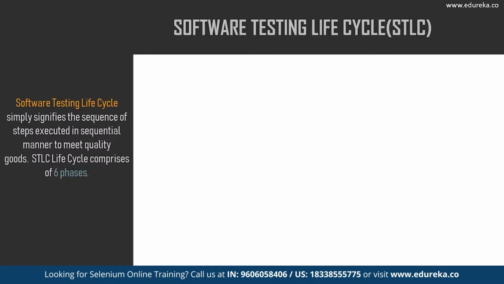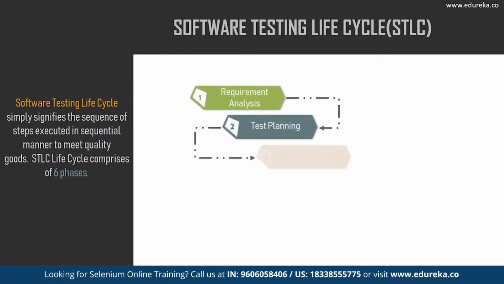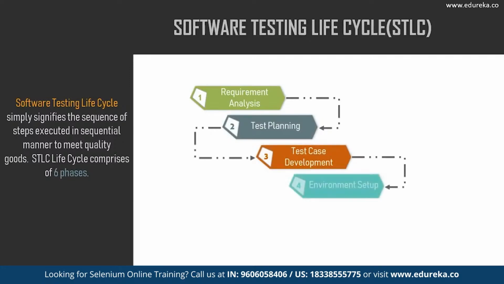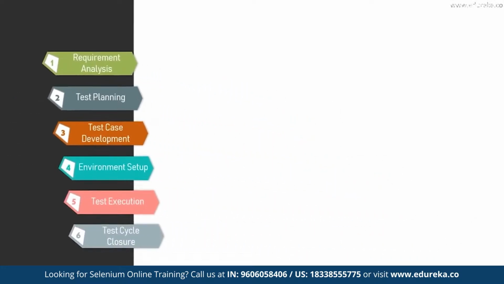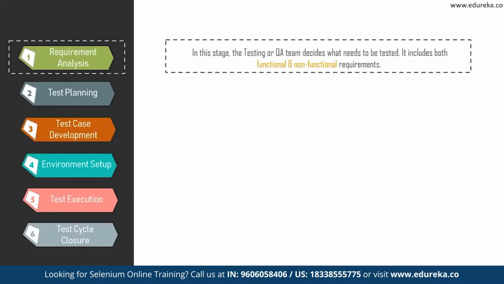STLC. Basically, it comprises 6 phases, which include requirement analysis, test planning, test case development, environment setup, test execution, and test cycle closure. Well, I'm not going deep in here, but let's just discuss what each of these phases mean in software testing lifecycle. So the very first step in software testing lifecycle is requirement analysis.